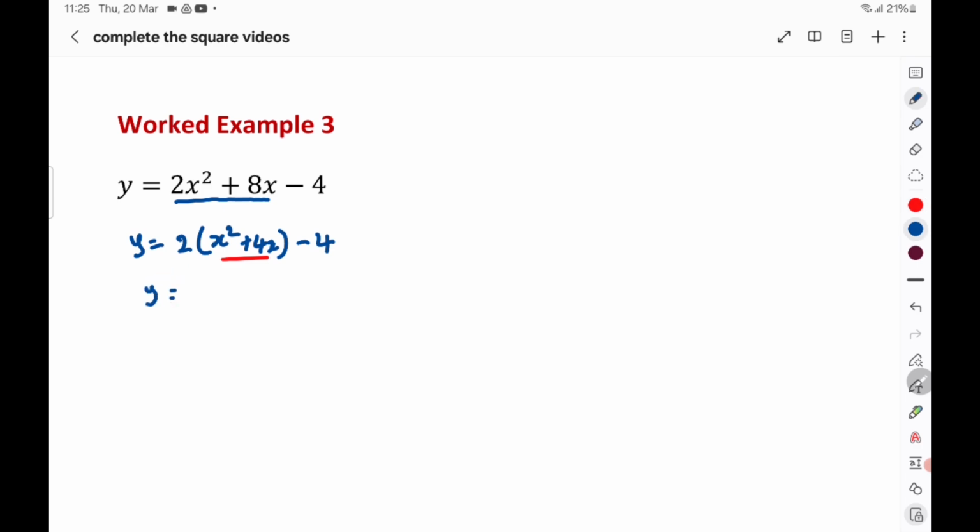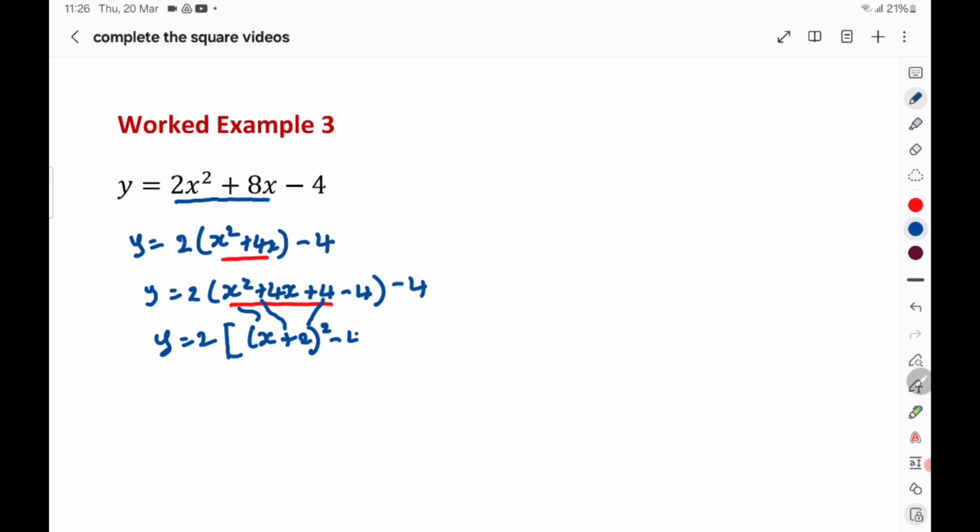So we'll have y is 2, x squared plus 4x. Half of 4 is 2, and 2 squared is 4. So add 4, subtract the 4, close the bracket, minus 4. And the completed square part is here. We can then write y is 2 square bracket x plus 2 all squared. So x from here, the sign is positive, and the square root of 4 is 2. Minus 4, close the bracket, minus 4.